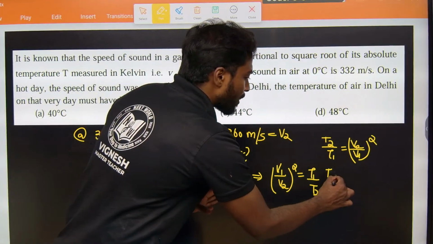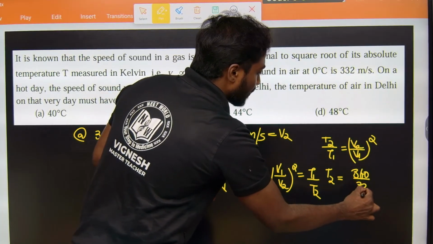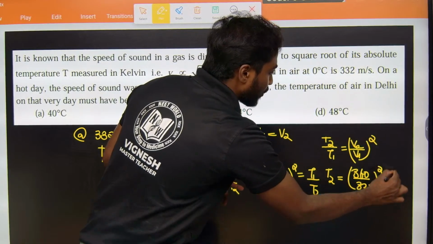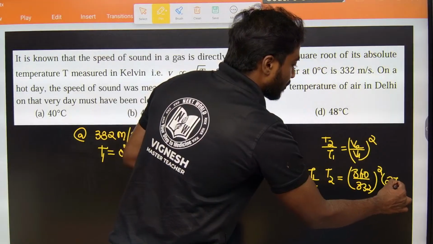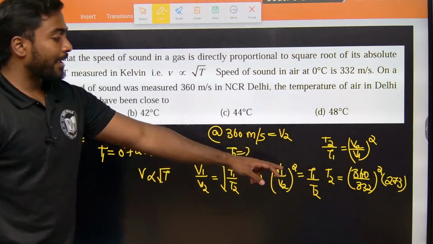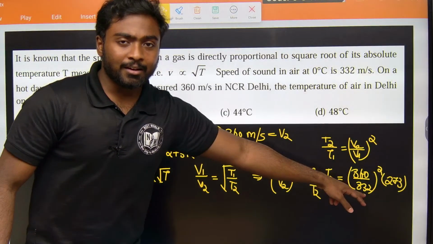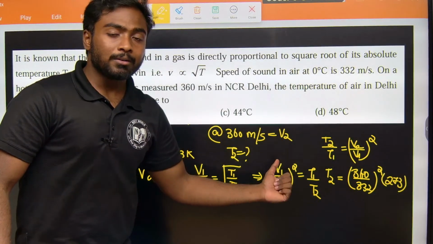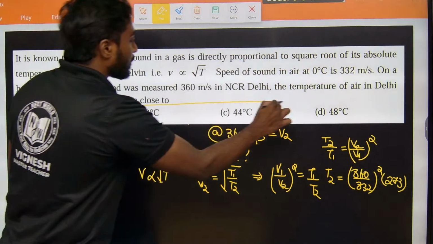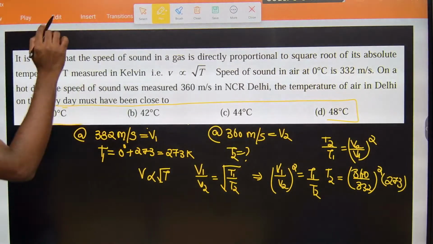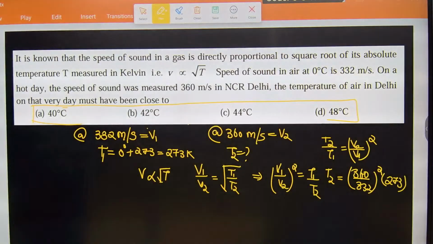So T2 should be equal to 360 divided by 332 the whole square into 273 Kelvin. So I can get the answer for the given question, and after getting this convert that into degree Celsius again. But why, every option is given in degree Celsius. Okay, so can you give the answer for this question? T2.